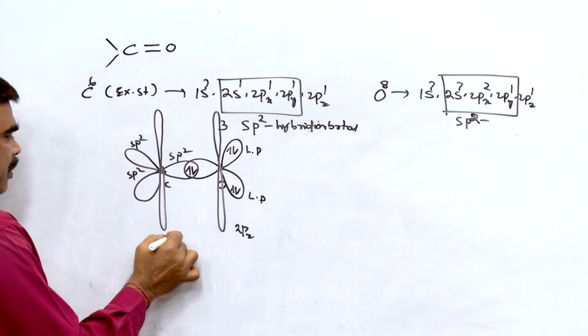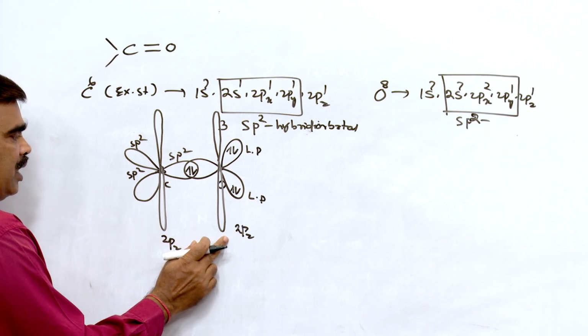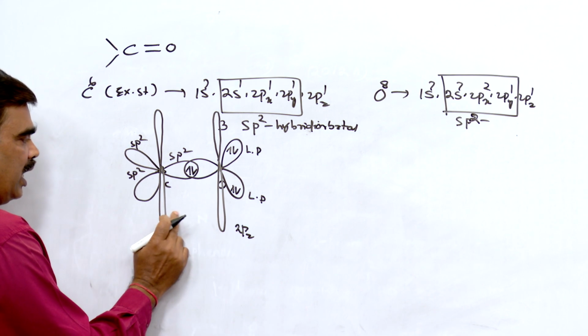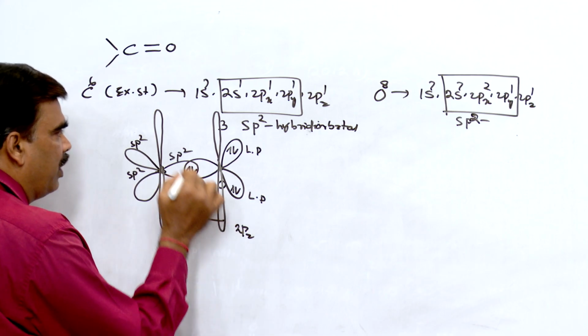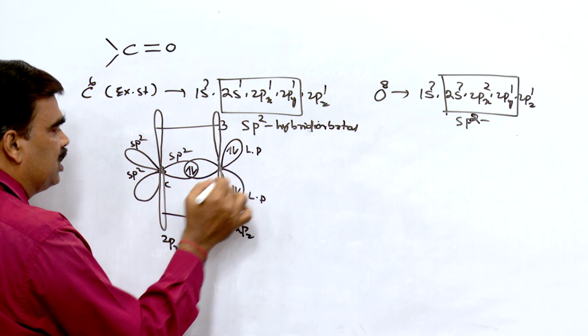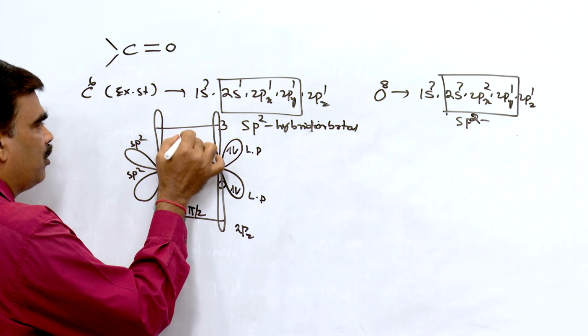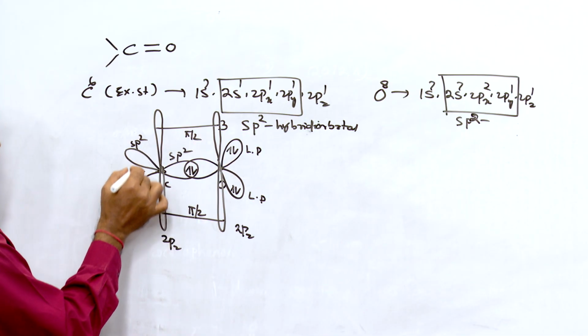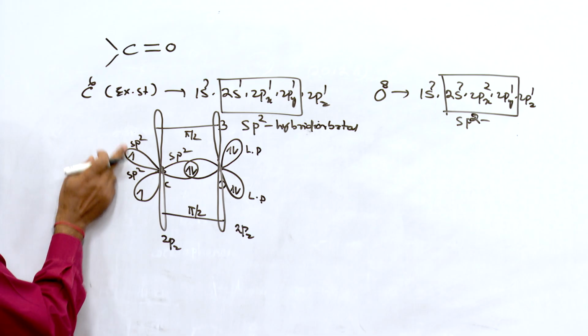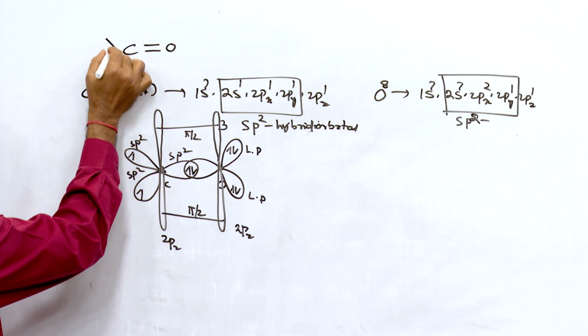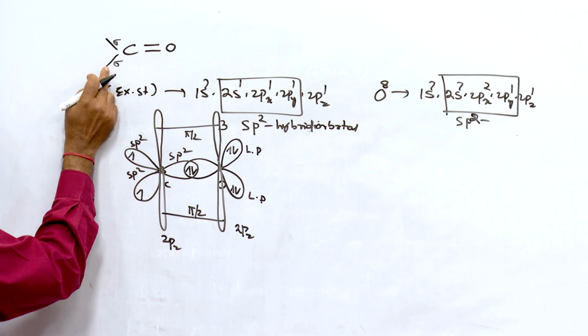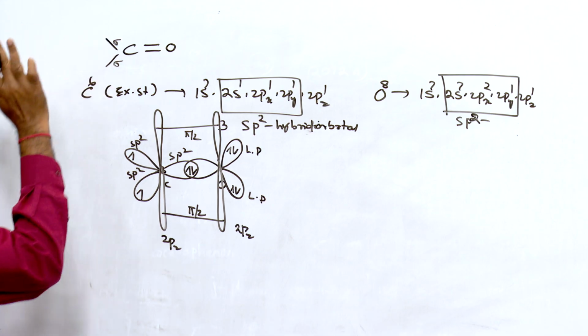So, the 2pz orbital of a carbon and the 2pz orbital of an oxygen both are half filled. Now, they overlap above and below the internuclear axis and form a pi bond. The remaining sp2 hybrid orbitals of the carbon make sigma bonds with the other 2 groups, maybe with hydrogen or alkyl groups or aryl groups.